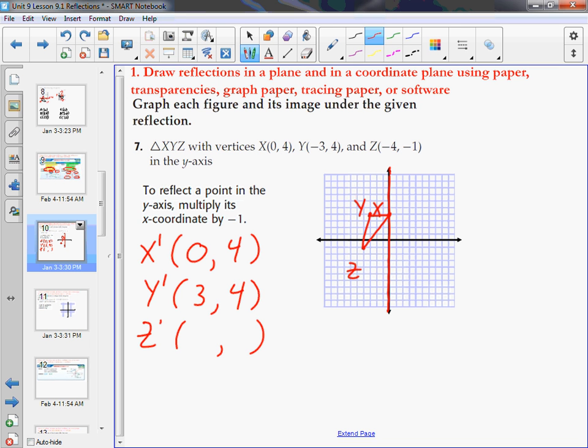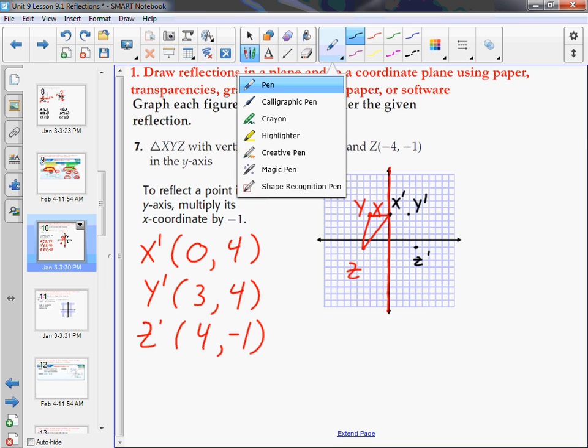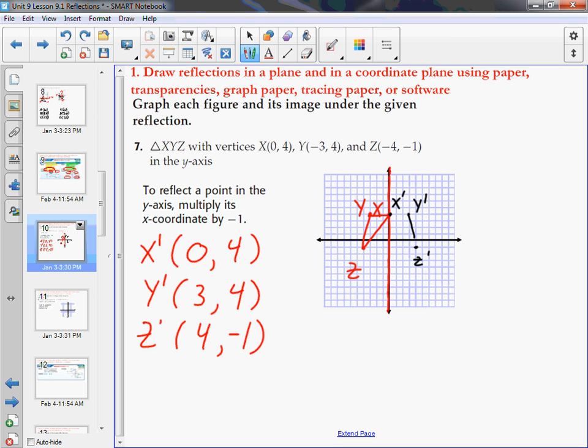What are the coordinates of Z prime? Right? Multiply the x-coordinate by negative 1. Y'all with me? All right, so X prime is the same point. Y prime is (3, 4). And Z prime is (4, negative 1). Then we use a straight edge to connect our vertices.